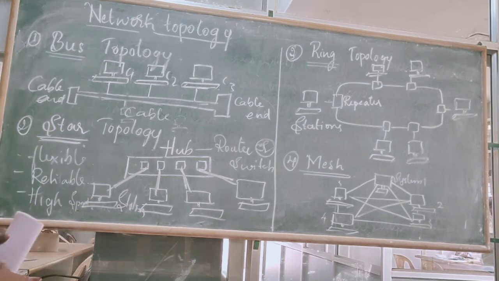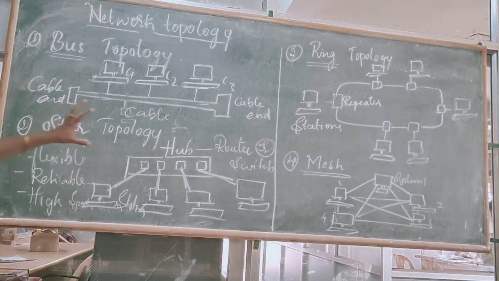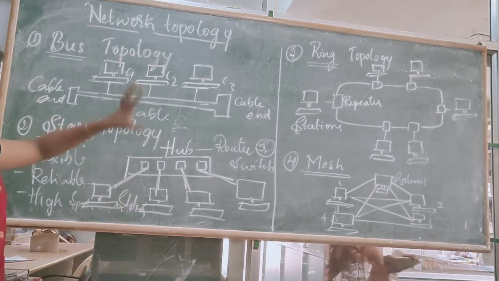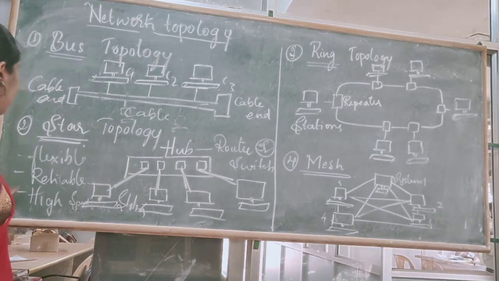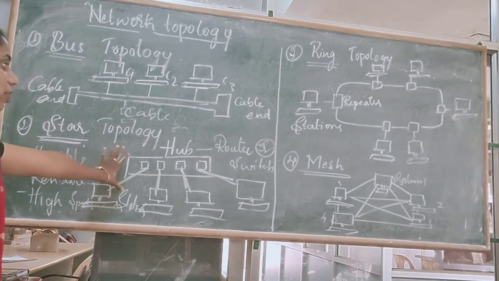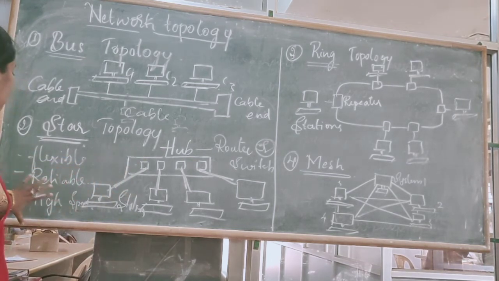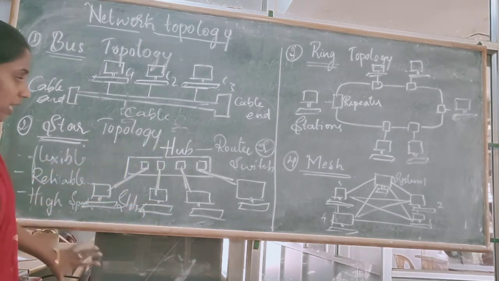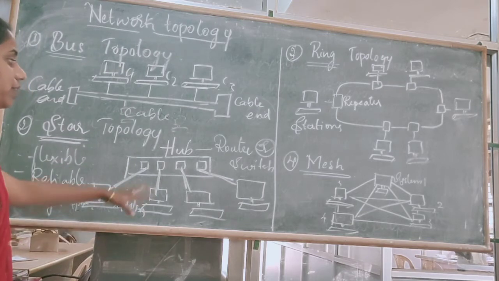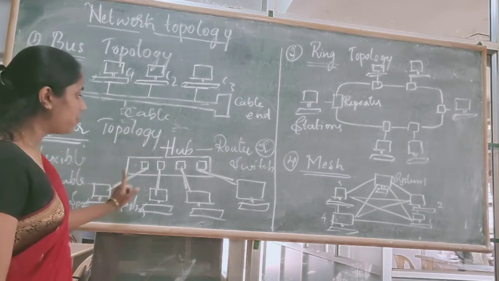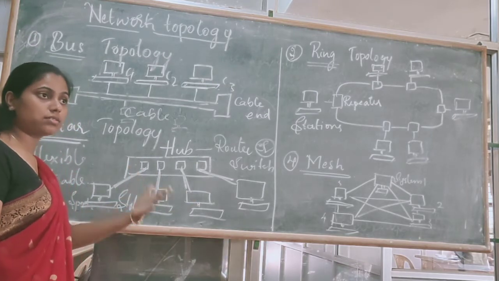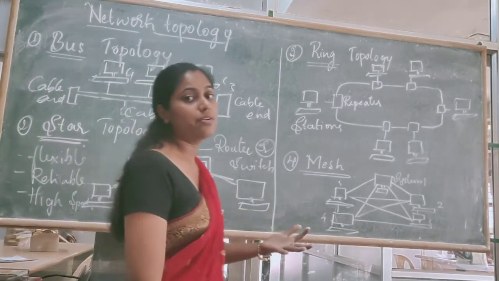So what are the characteristics? The first one is flexible, it is very flexible, you can add any number of systems to the hub. The second one is reliable, you can rely on this network because the failure rate is very low. And high speed, the data from one system to another system can travel very fast.